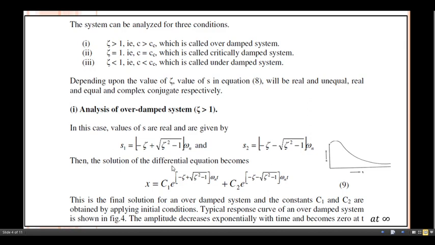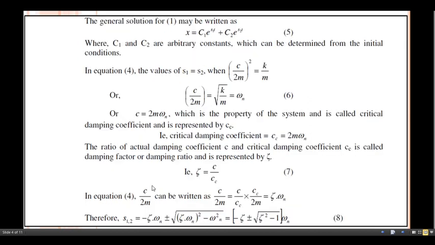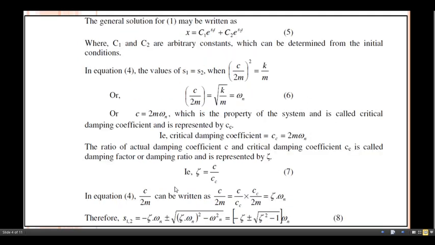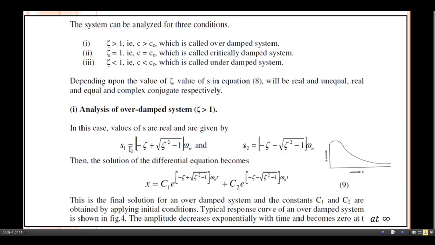Then the solution of the differential equation becomes, now we know the general solution for this one: x equals c1 e raised to s1 t plus c2 into e raised to s2 t. So from this relation we can write it this way: x equals c1 into e raised to s1 t. Whatever the s1 and s2 are, you have to replace s1 and s2 by these terms.